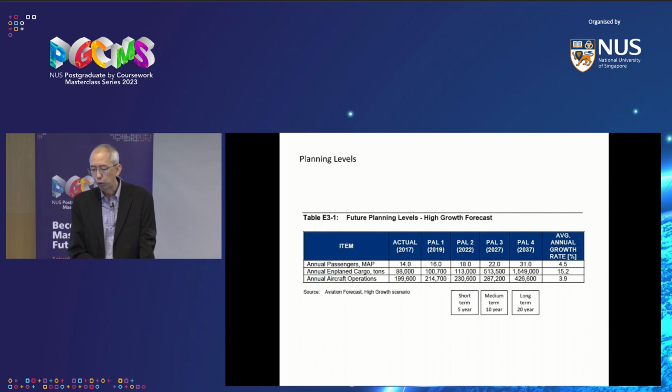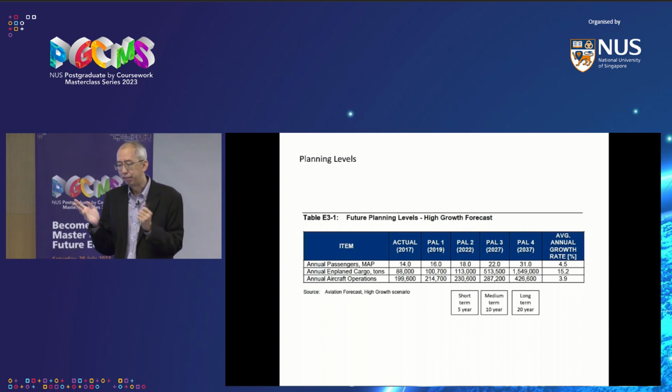And then here we have the different planning levels. So you see the actual, it was 14 million passengers. So typically what you do is you do a short term, which is at the 5-year mark. You do a 10-year, which is the medium, and then a 20-year, which is the long term. So from 2017, if you count 5 years, that was 2022. So you can see they were predicting 18 million. But last year, they already hit 22 million.